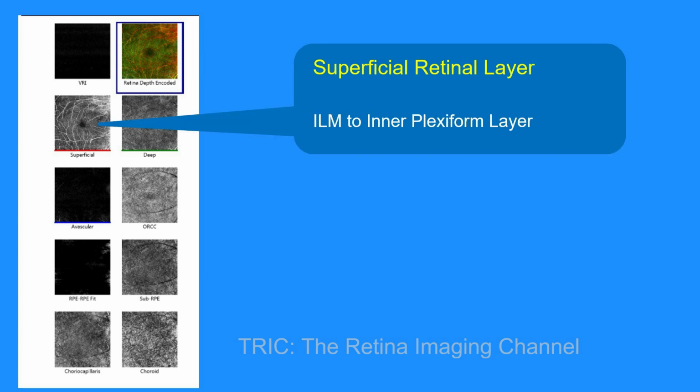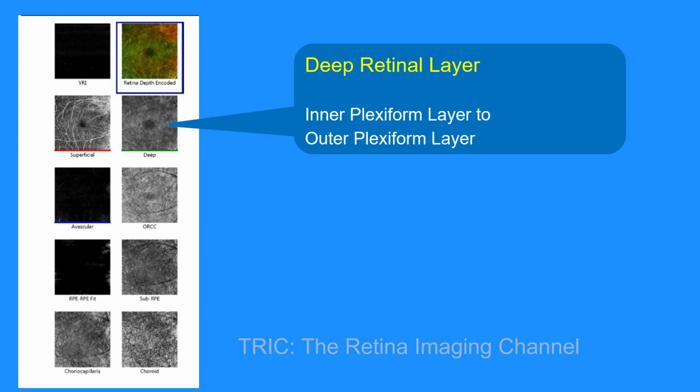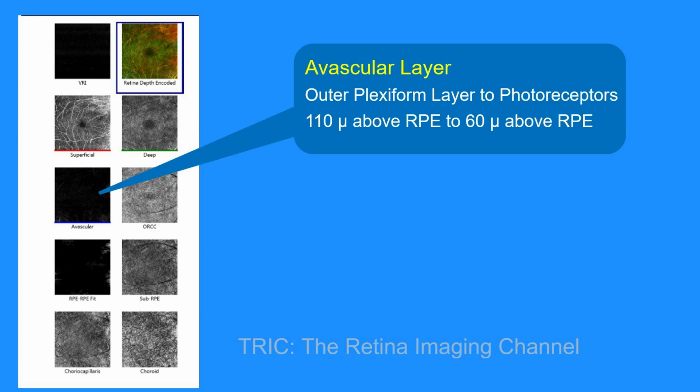Next is the superficial retinal layer. This layer is meant to scan the retina from ILM to inner plexiform layer. Then is the deep retinal layer. This scan images the retina from inner plexiform layer to outer plexiform layer. Next is the avascular layer, which looks exactly like the VRI image because there is no blood flow in this region, and the image is obtained from the area bounded by outer plexiform layer superficially and going up to photoreceptors layer. That means it is 110 micron above RPE to 60 micron above RPE.